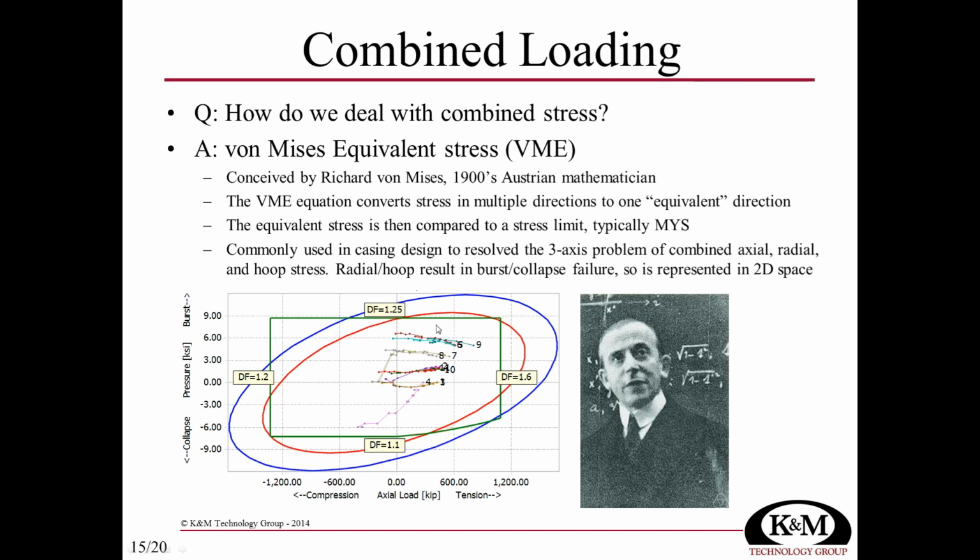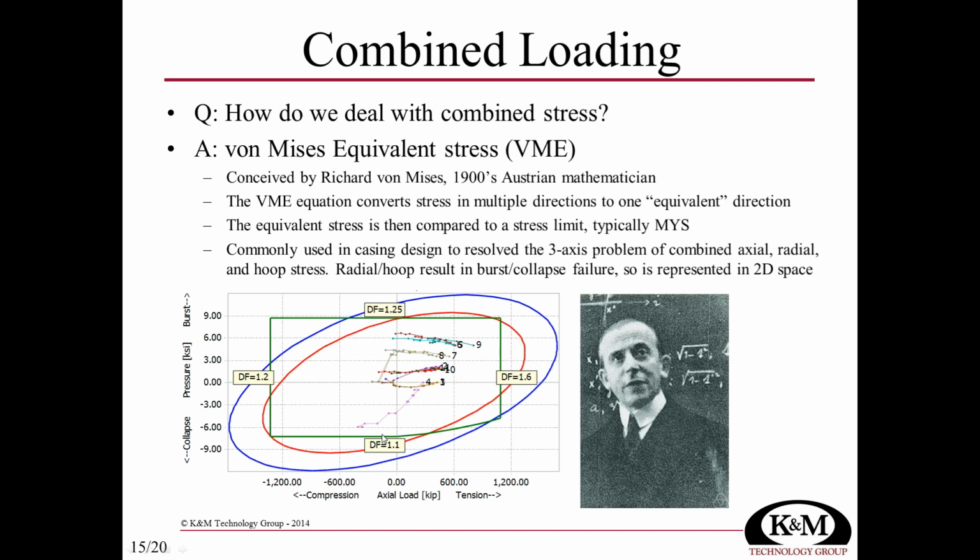And then overlaid on top of that is this box. And the box represents just the pure API ratings for this pipe. So the burst rating for this pipe is this horizontal line. The API equations say it really doesn't matter if you're in tension or compression. This is the burst load on the pipe. And then this would be the compression rating of the pipe. Over here we'd have the tension rating in the pipe. And then the green curve would be the collapse rating of the pipe.